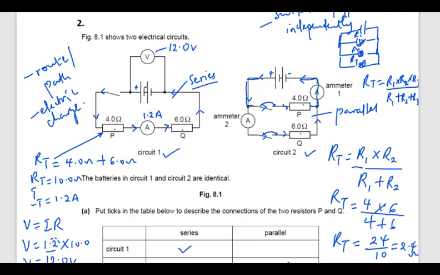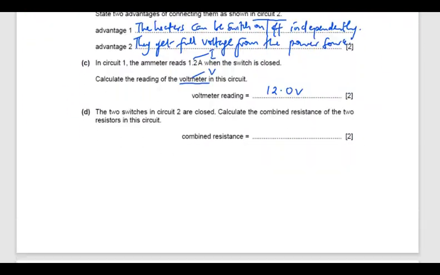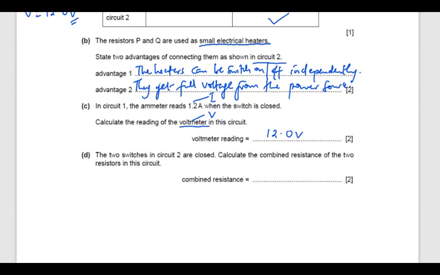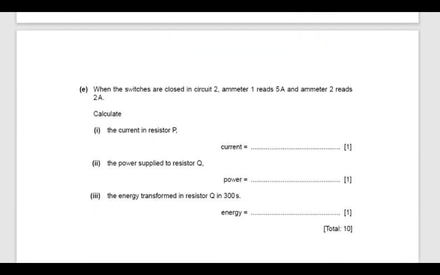Okay, so having said that, the combined resistance of the two resistors will be 2.4 ohms. Okay, that's clear. We can continue. The E part: when the switches are closed in circuit 2, ammeter 1 reads 5 amps and ammeter 2 reads 2 amps. Calculate the current in P.